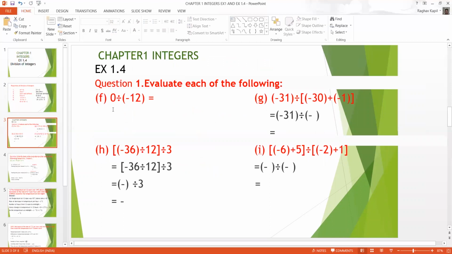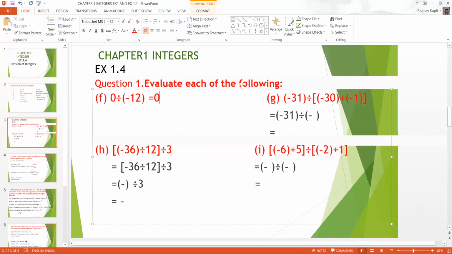Now, evaluate each of the following. 0 divided by minus 12. This we have already done. I have already explained, and the result will be what? 0 only.